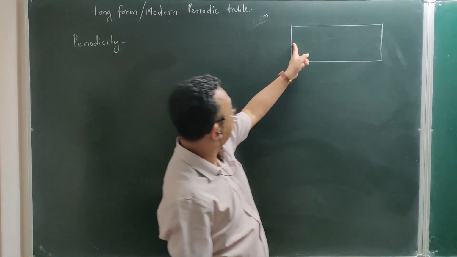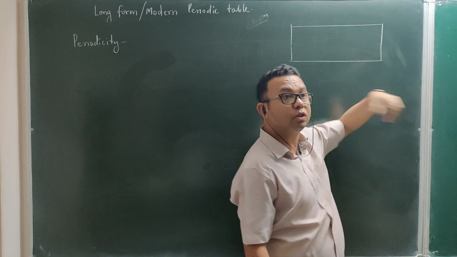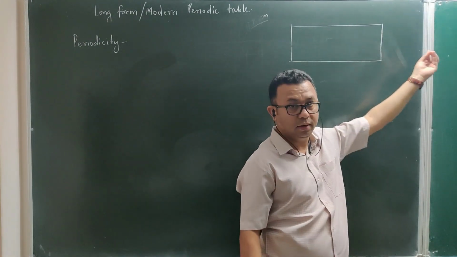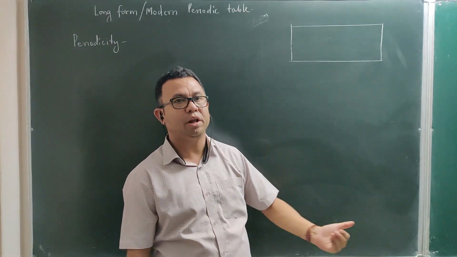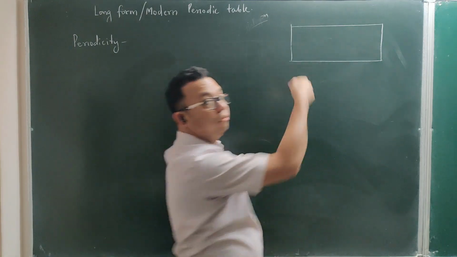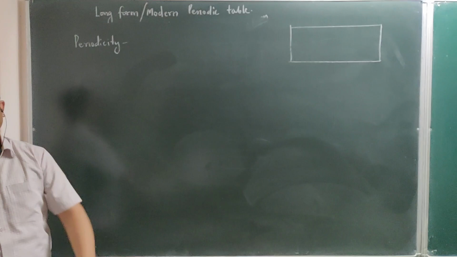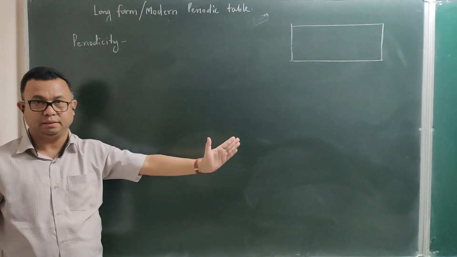That means as you go from here to there, for certain properties there will be a gradual increase, or in other properties, there might be a gradual decrease. So, not a sudden, but a gradual increase or decrease in a property is seen as you go from left to right, or as you move from top to bottom. This very change that you see, a gradual variation, is what is called periodicity.